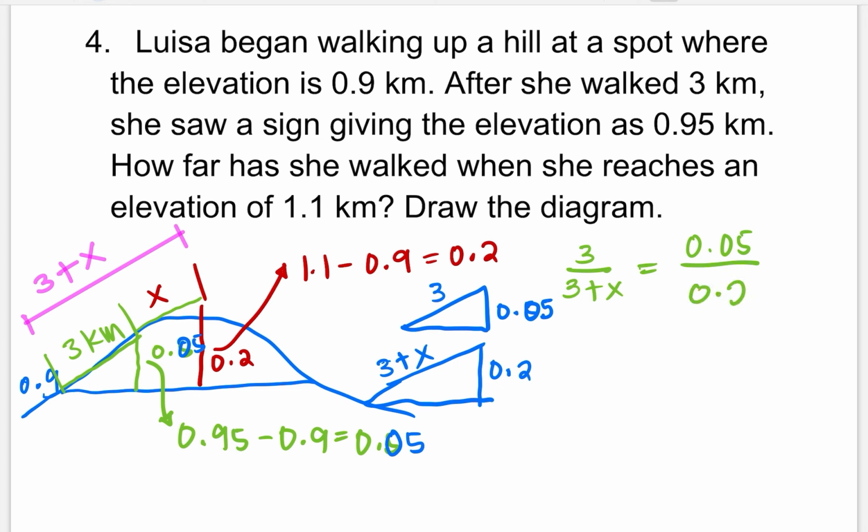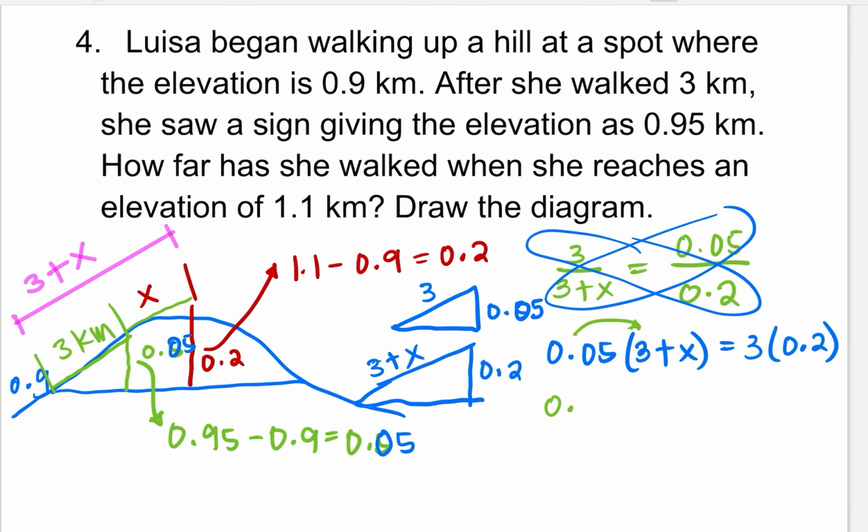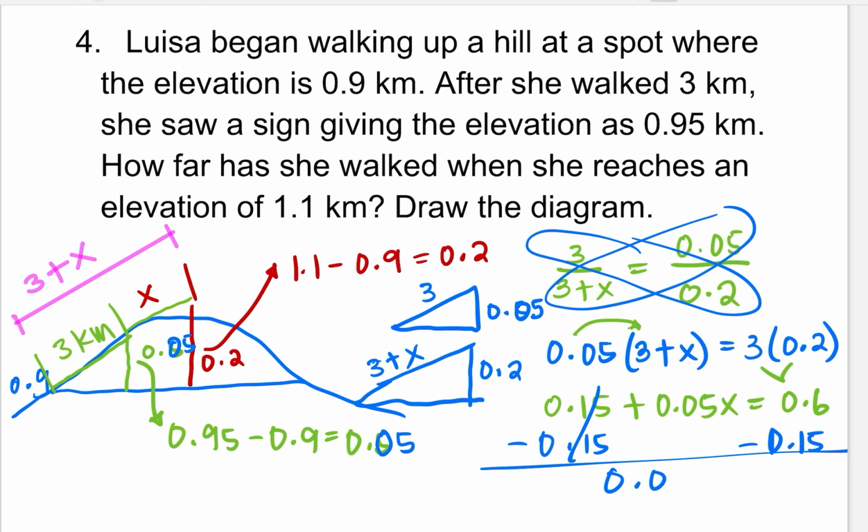We're going to do cross multiplication just like what we did. Cross multiply this and this. So we have 0.05 times 3 plus x and 3 times 0.2. So distributing 0.05, that would be 0.15 plus 0.05x equals, multiplying these two, that would be 0.6. And then we're gonna subtract 0.15 on both sides, and this will leave us with 0.05x equals 0.45.